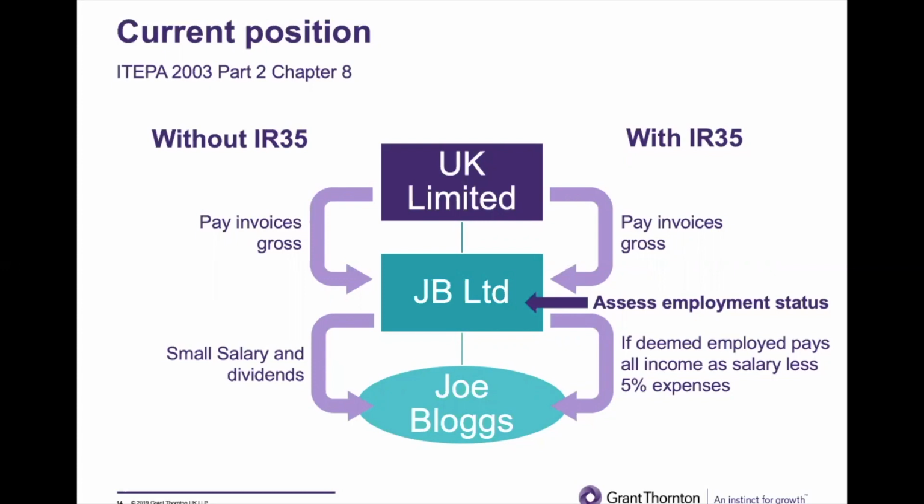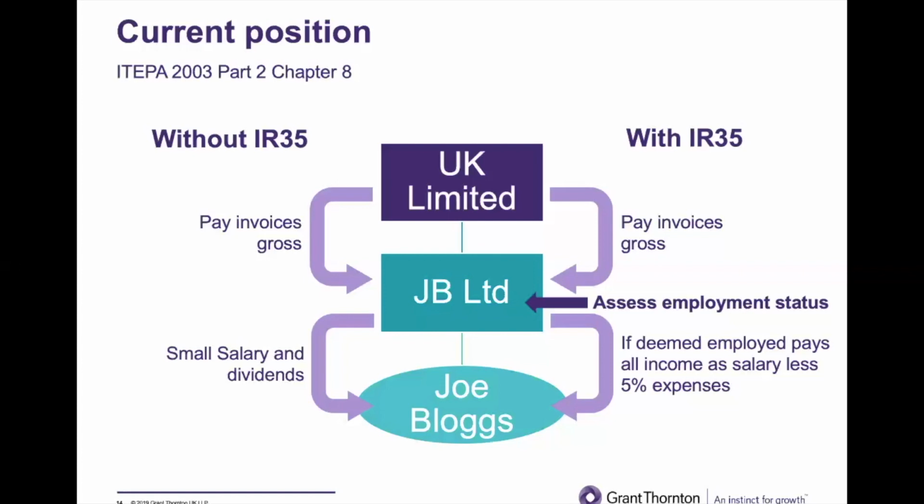So at the moment, Joe Bloggs Limited, JB Limited, has to assess whether Joe Bloggs is an employee of UK Limited. If the determination is that Joe Bloggs is not an employee, then UK Limited can pay the invoices without deducting income tax and NIC to the PSC. And the PSC, JB Limited, can then pass the payment to the worker, possibly by way of a small salary and a dividend, as discussed.